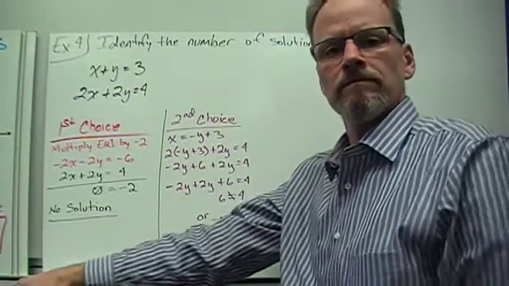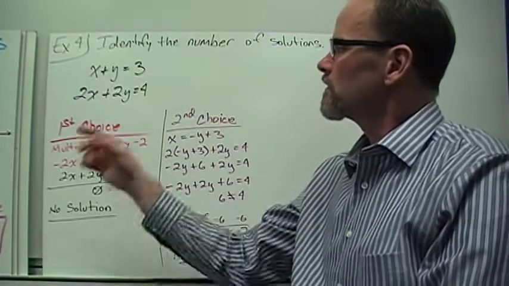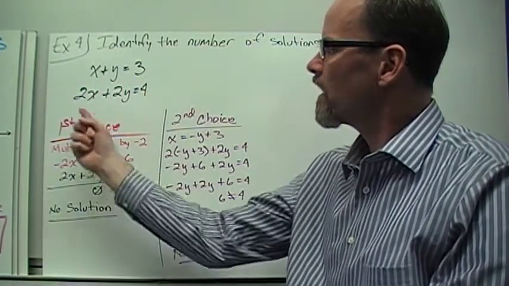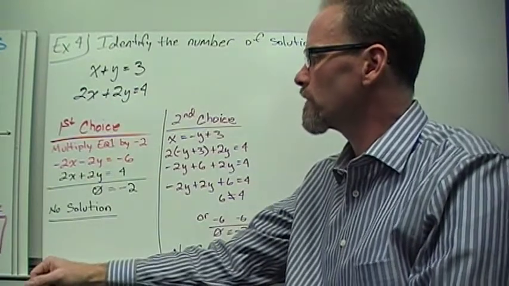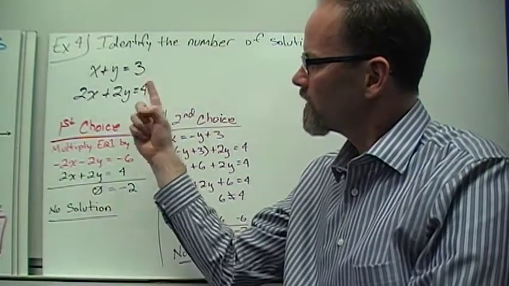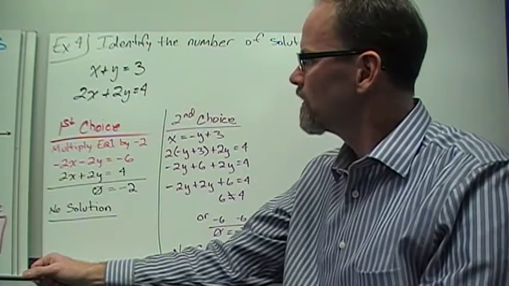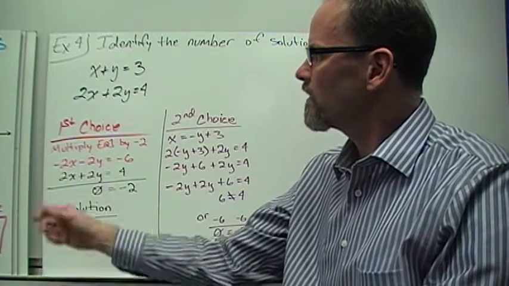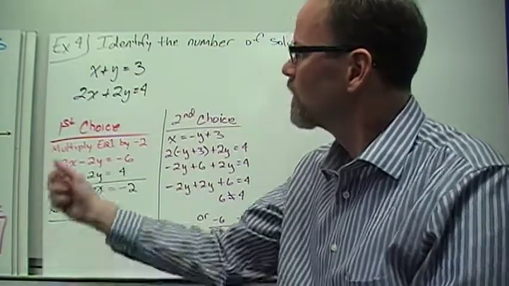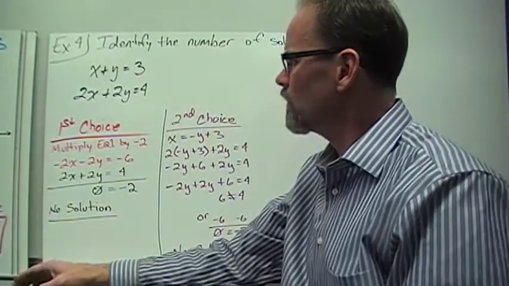Let's do another one. Number 4. Identify the number of solutions if I have x plus y is 3 and I have 2x plus 2y equals 4. My first choice, just by looking at that, I want to multiply the top one by -2 because I'm trying to think of things that, remember, I like to get opposites. I like to get the opposites, positives and negatives, and see if I can make something work. So I am going to do that.